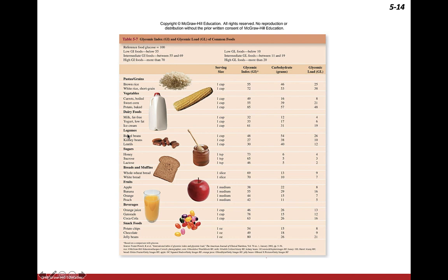Here, you should be able to identify some foods that are low in glycemic index and other foods that are high. I will not be asking you to calculate glycemic load. So you will be looking at primarily glycemic index and being able to identify some that are high, some that are medium, and some that are low.